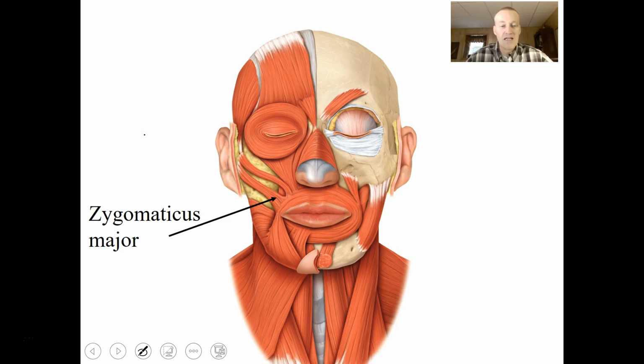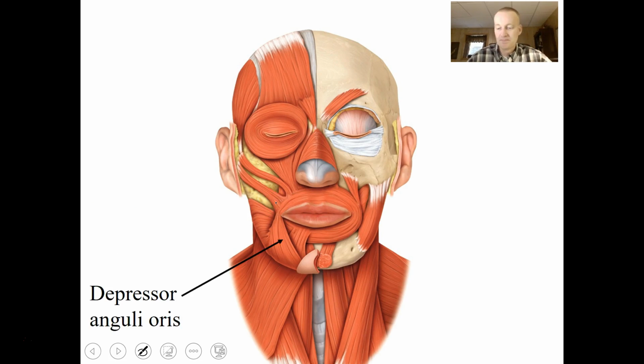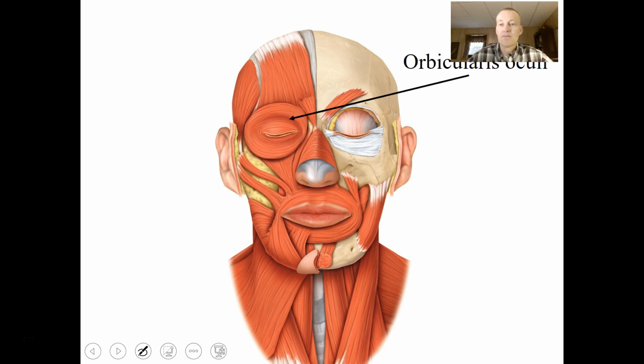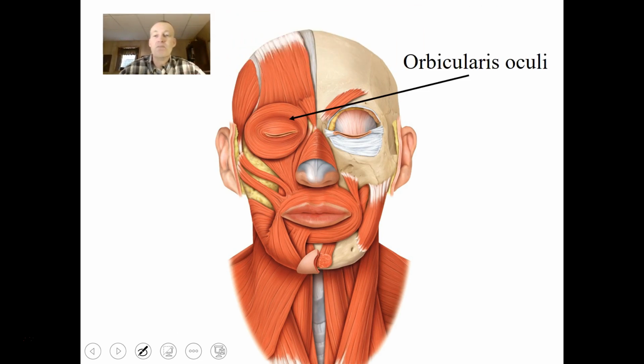The zygomaticus, so you know that it's going to attach to the zygomatic bone. Major means that it is the highest one. So zygomaticus, actually it's the biggest one. The zygomaticus major is going to pull on the corner of the lip. The depressor anguli oris, so it depresses or pulls down the angle of the mouth, is basically why it's named that way. Depressor anguli oris.